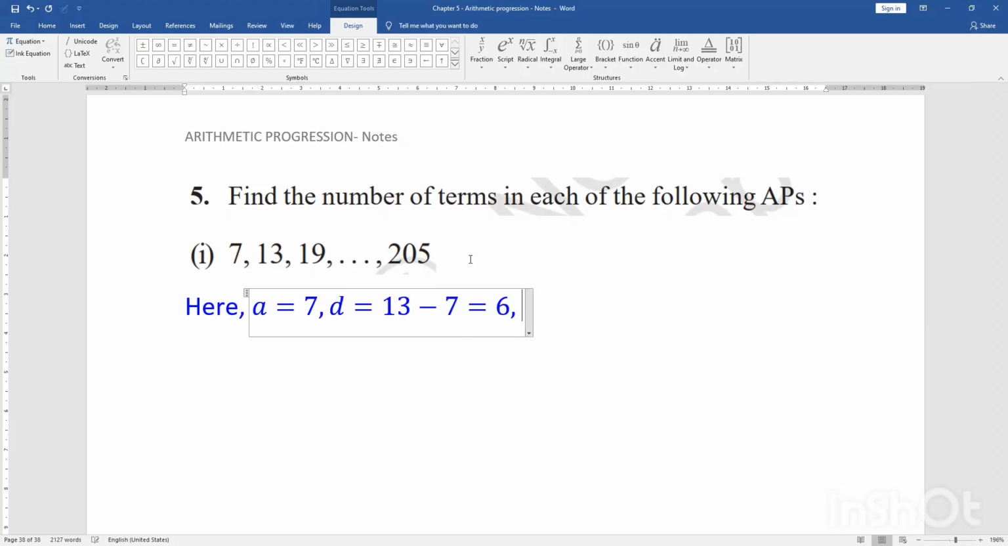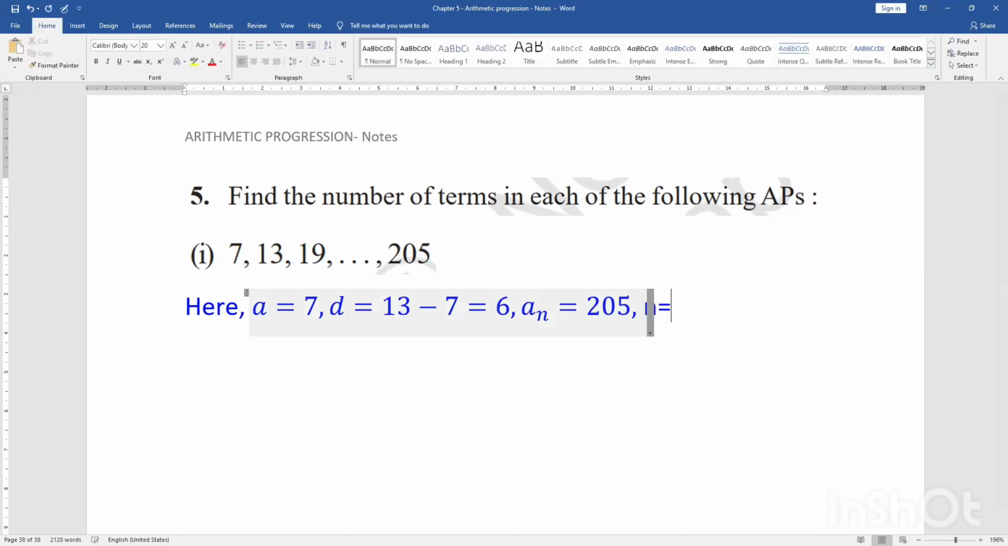Then we have the nth term, that is an. So an is given to be how much? The last term, so I take it as 205, right? And then I have n. So n, I need to find out. So need to find out n, question mark. Right, children?